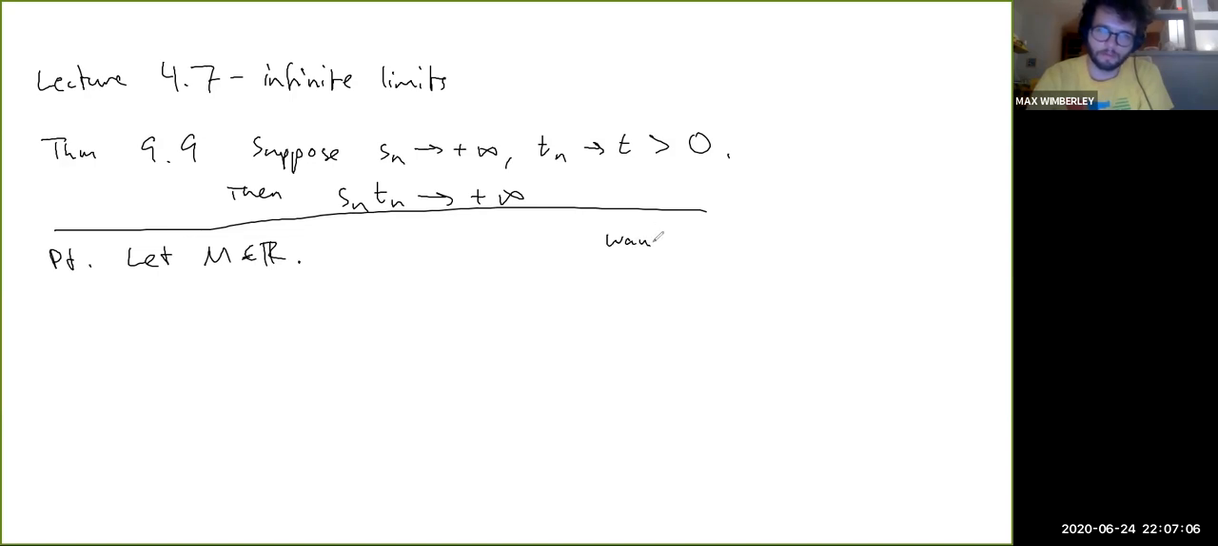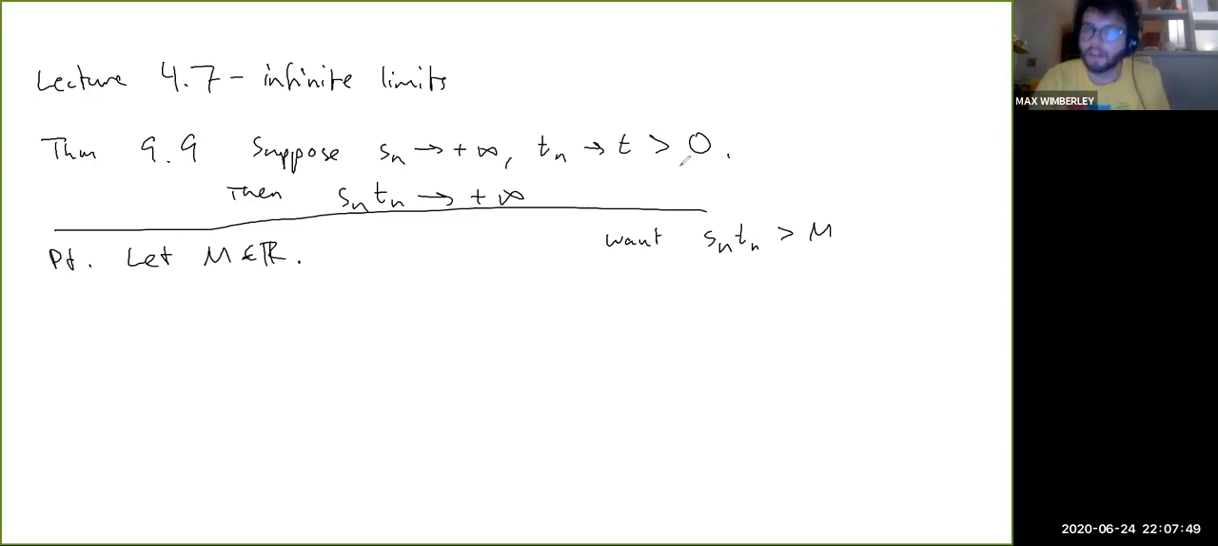So we want SnTn to be greater than M. Now we can make Sn be really big, but we have to deal with Tn first. The problem would be if Tn gets really small, that's what would make it hard for us to make the product of these things be really big. So we want to control how small Tn can get. To do that, we can put a lower bound on Tn, but we want that lower bound to be bigger than 0. That's the key. If we make a lower bound that's smaller than 0, it's useless.